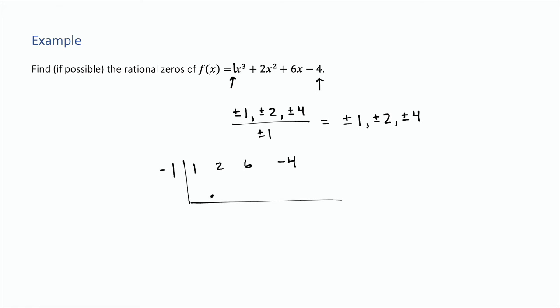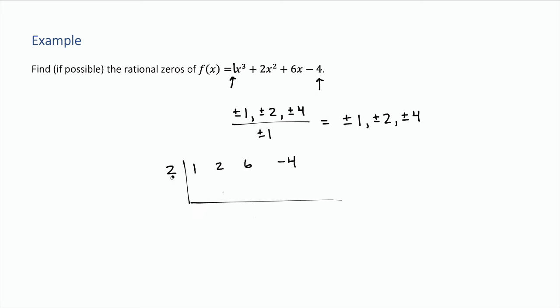Let's try negative 1. Bring the 1 down, multiply, add, and add. We didn't get 0, so negative 1 is not a 0 of the polynomial. Let's try positive 2 now. Bring the 1 down, multiply, add, and add. And we did not get 0, so 2 is not a 0 of the polynomial.